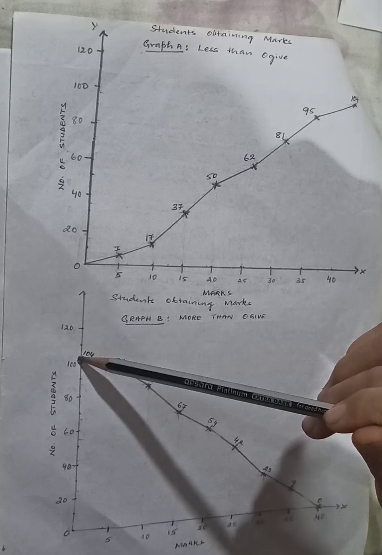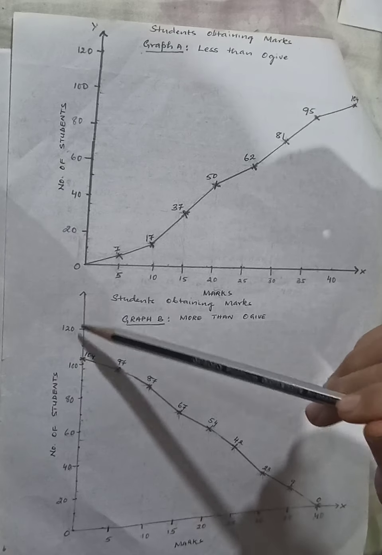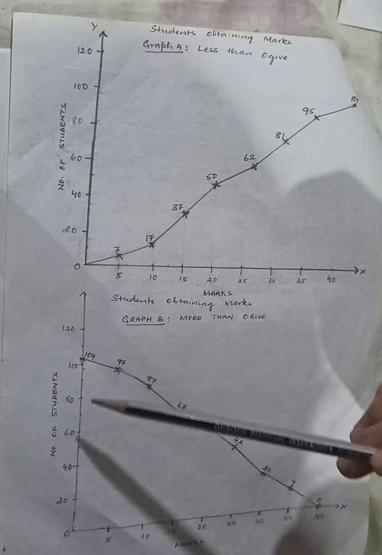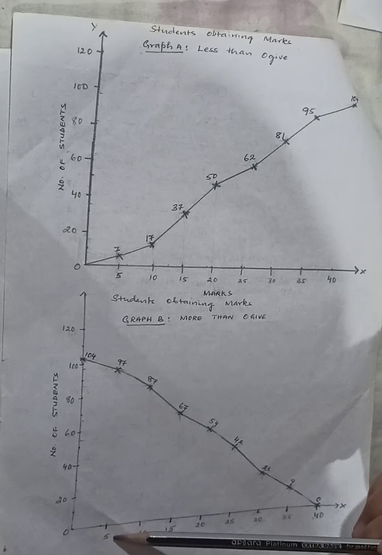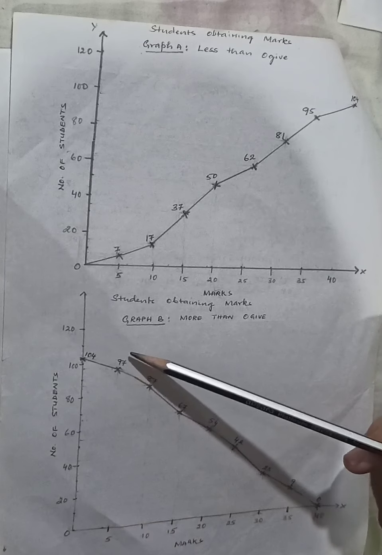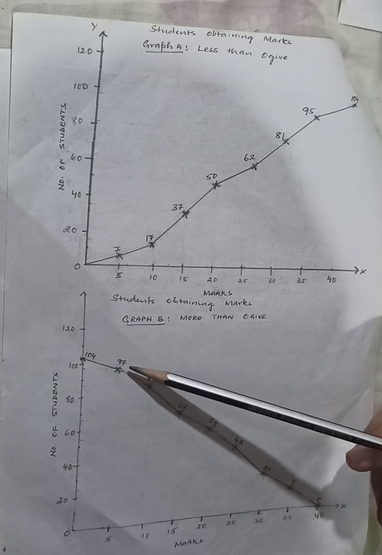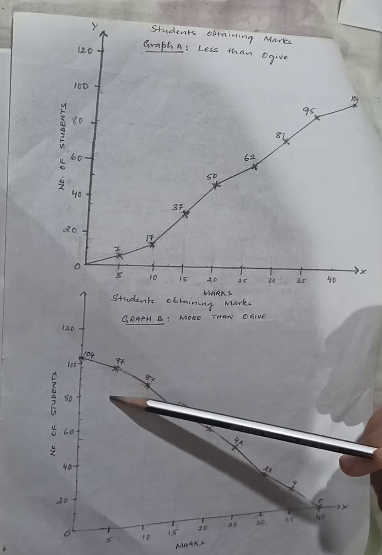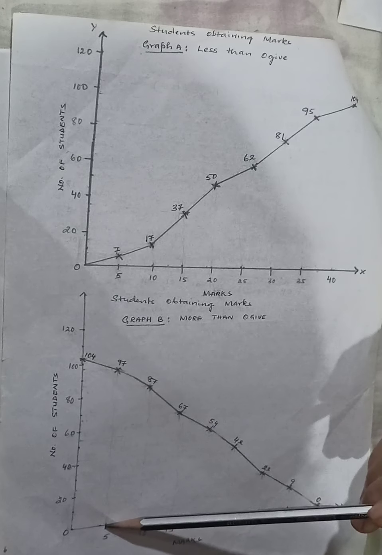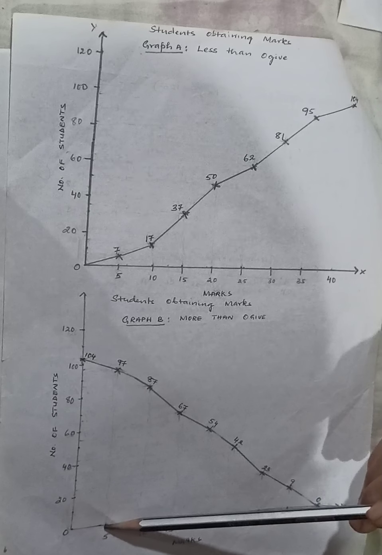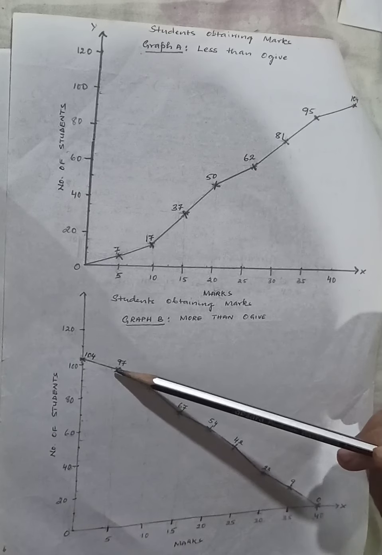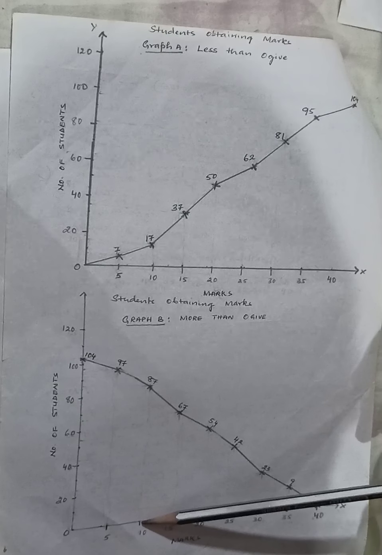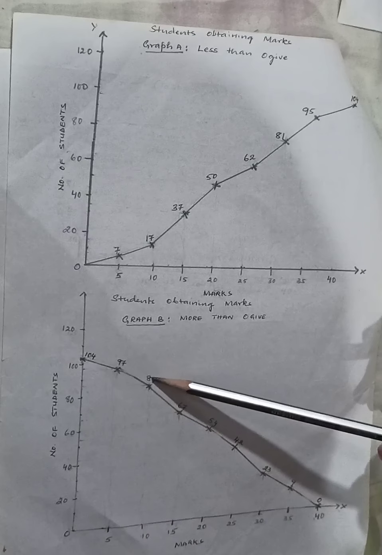So we are plotting on the OY axis line because of this number 4 here. And for more than 5, the number of students is 97. So 97 will be falling somewhere here, okay, and moving down to the more than 5, the midpoint we take it. And here, more than 10, the number of students is 87.